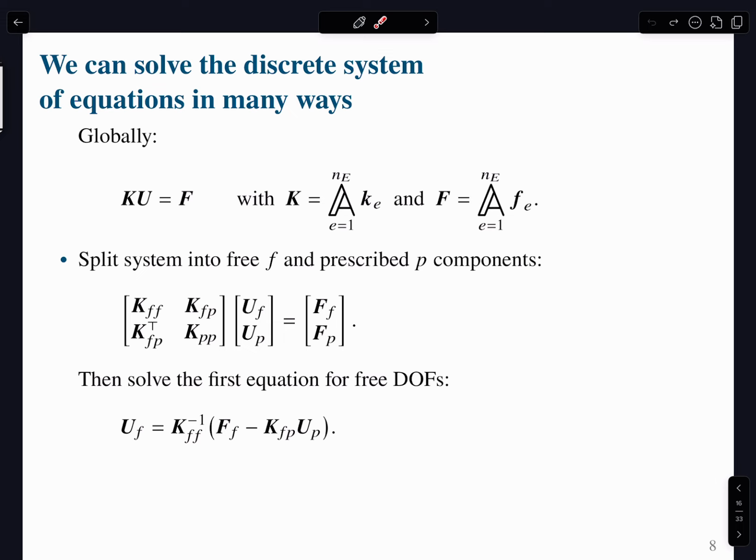Could you once again explain what an assembly operator does? We will see that in a second in an example, and everything is going to be clear.